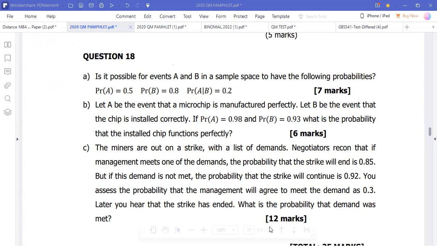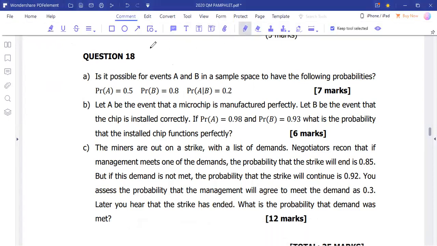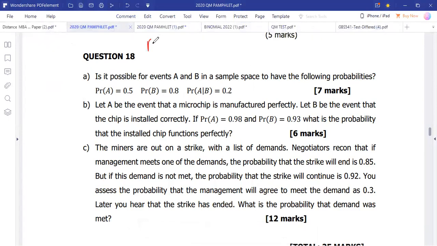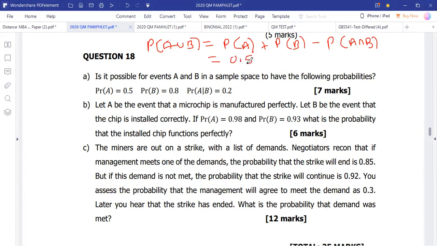So the only way for us to know that a sample space exists is to ensure that our probability is not more than what? It's not more than 1. What's the probability of A union B? Probability of A plus probability of B, minus what? Minus the probability of A intersection B. So this one must not be more than what? More than 1. What is our A? 0.5. What is our B? 0.8.